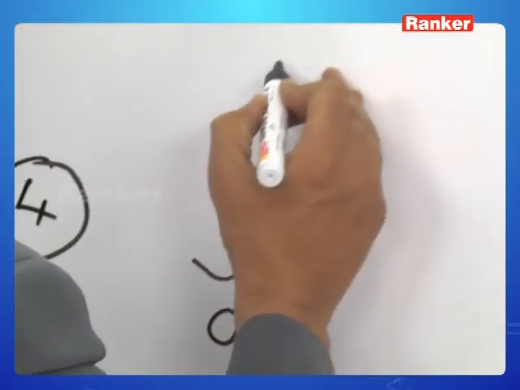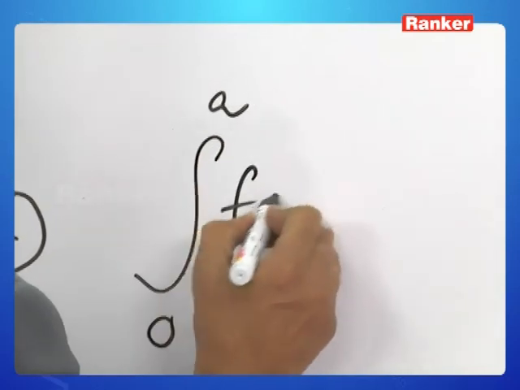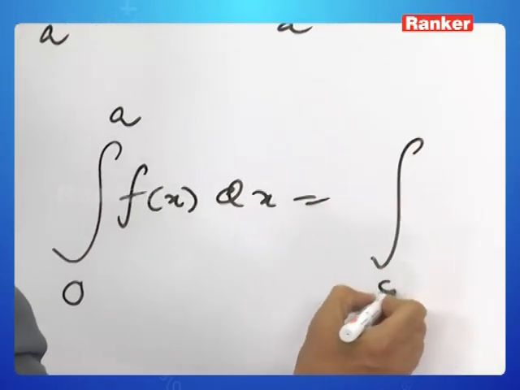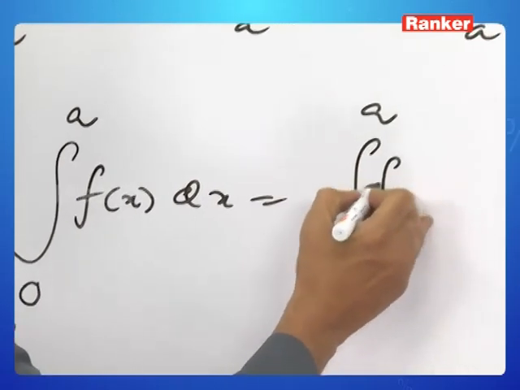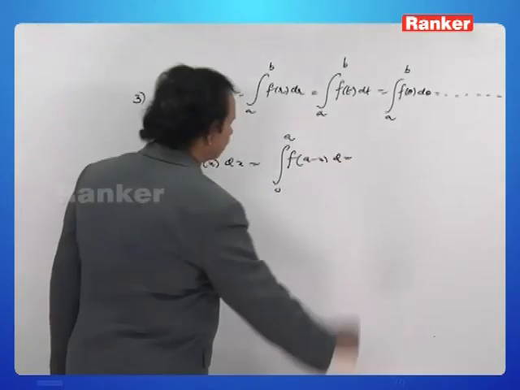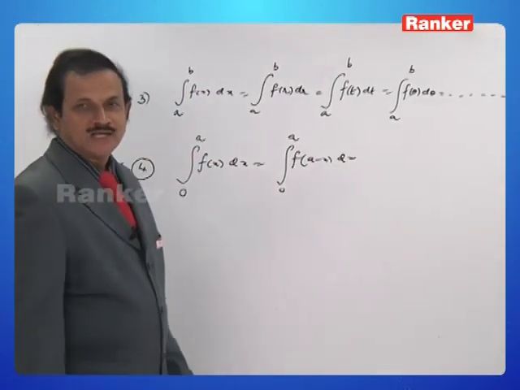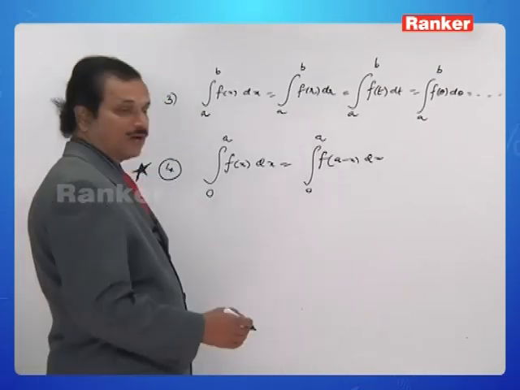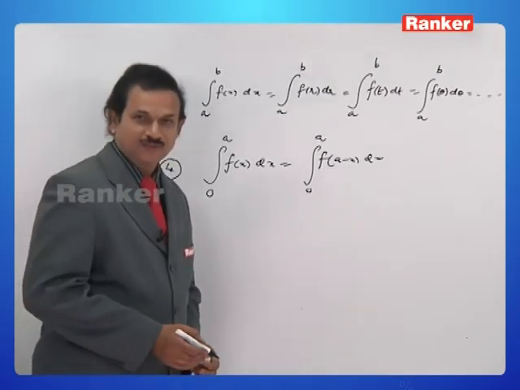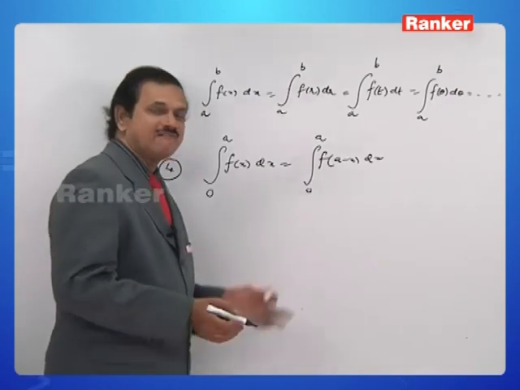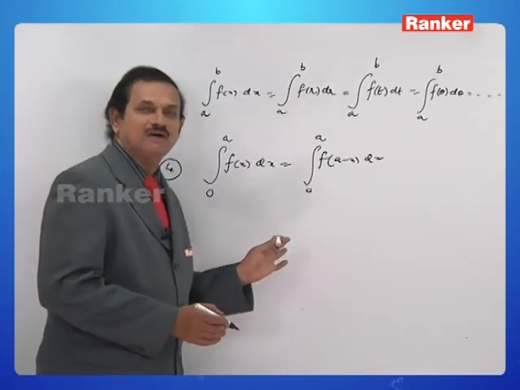Integral 0 to a f of x dx is equal to integral 0 to a f of a minus x dx. How is it useful? What type of typical situations are saved by using this formula?